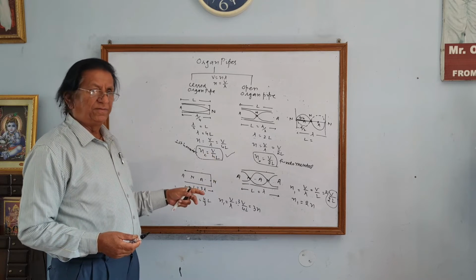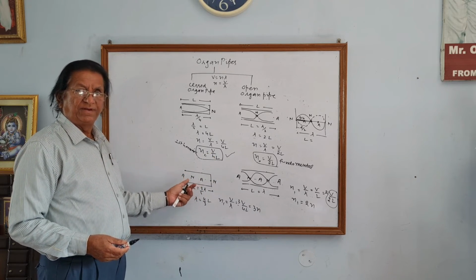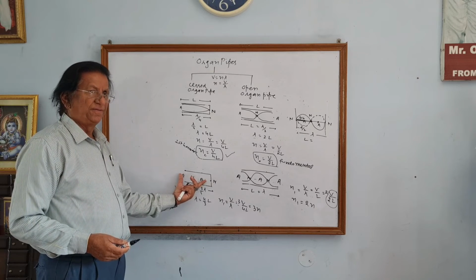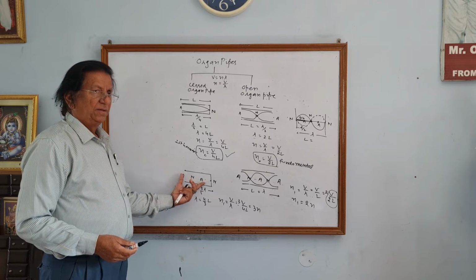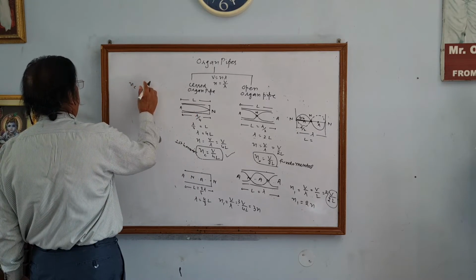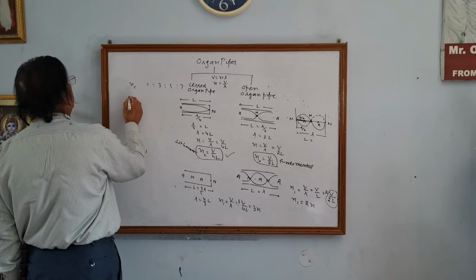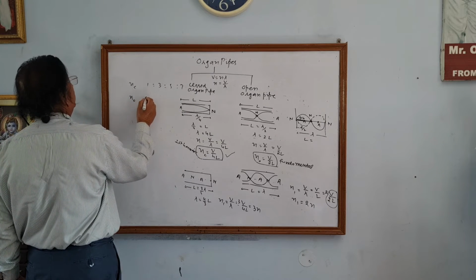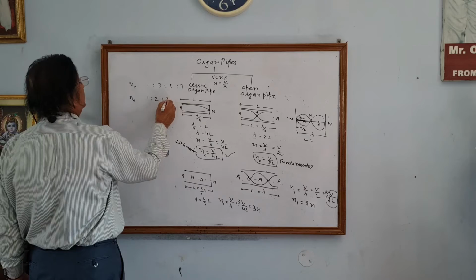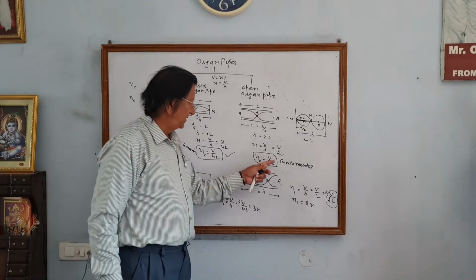Okay. Similarly, you try further how many new nodes and antinodes can be generated between this space. So you will find in case of closed organ pipe, the frequencies will be 1:3:5:7 like this. In case of open organ pipe, all frequencies will be generated. One time, 2 times.